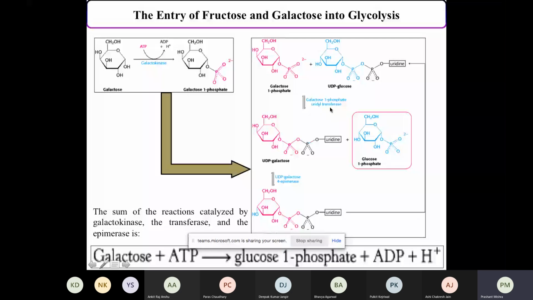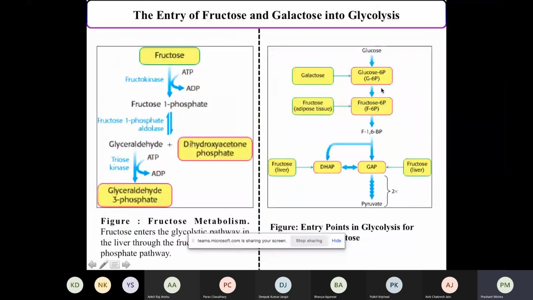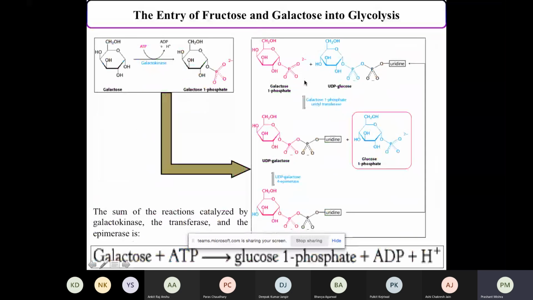So what you have is UDP glucose and galactose 1-phosphate. So there is a transfer which is happening. So what will happen from here? The UDP part will form UDP galactose from galactose 1-phosphate. So what is happening? Galactose is being transferred here and glucose is being released from here.